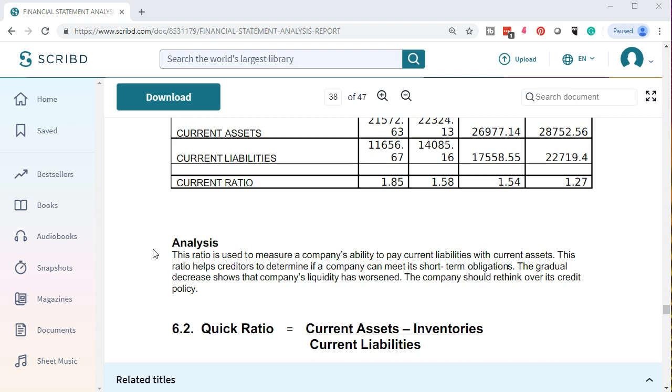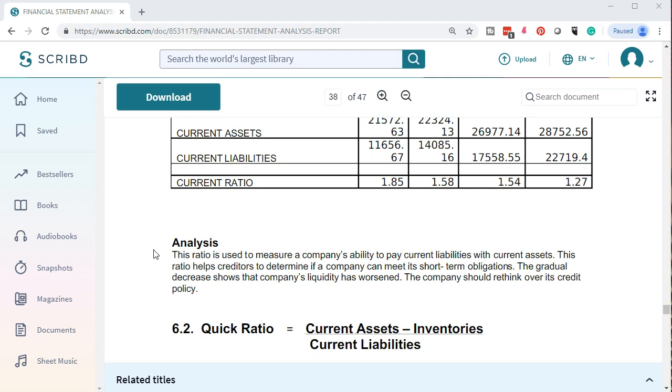For practice, we want to take a look at the format and the analysis, which is: this ratio is used to measure a company's ability to pay current liabilities with current assets. This ratio helps creditors to determine if a company can meet its short-term obligations. The gradual decrease shows the company's liquidity has worsened. The company should rethink its credit policy.